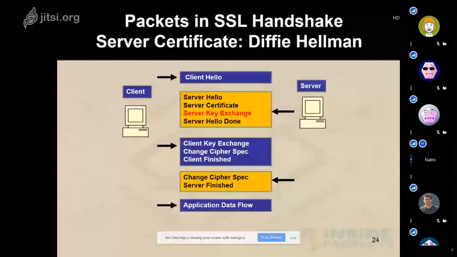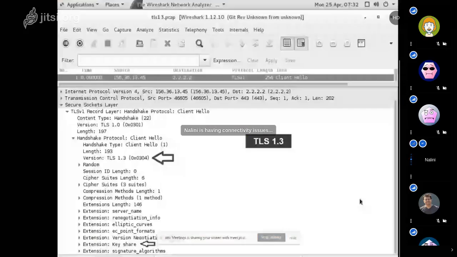Now, of course, with TLS 1.3, everything is very, very different. In fact, here's a client hello in Wireshark of a TLS 1.3. And you'll see that many things are changed.